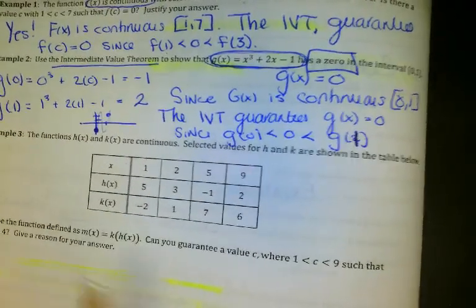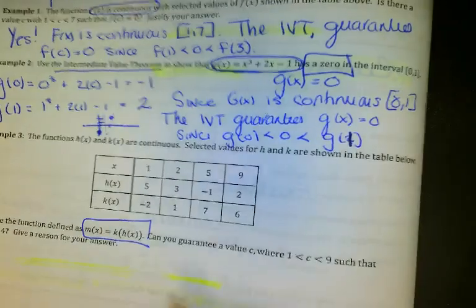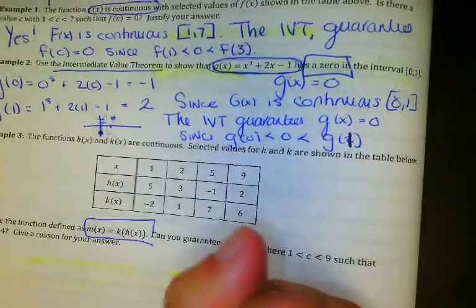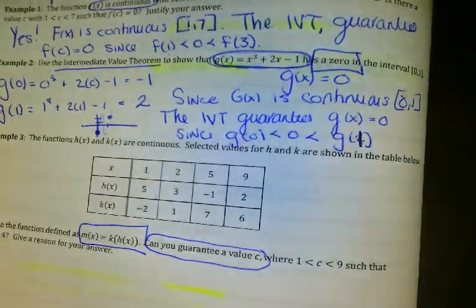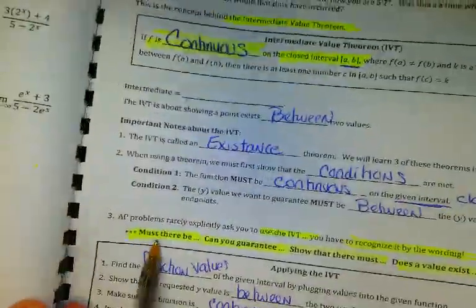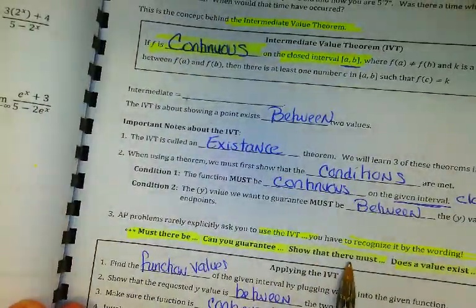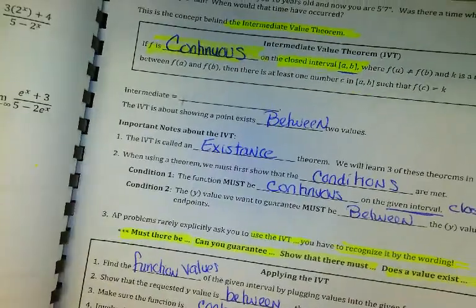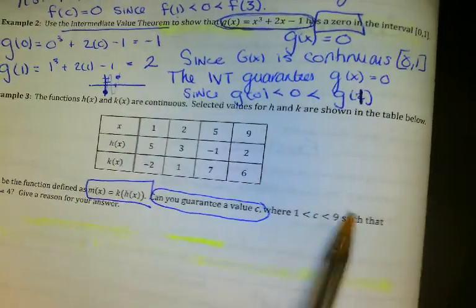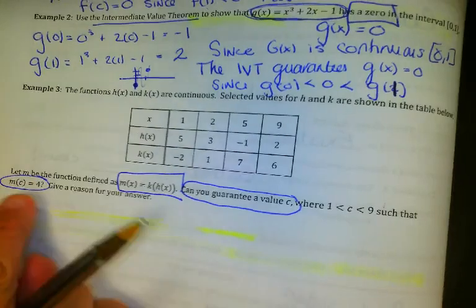Let m be the function given here. I'm just going to highlight that for myself. Can you guarantee? Okay, so here's one of the key phrases. They're usually going to say, must there be, can you guarantee, show there must be, does something exist? Okay, can you guarantee that m of c will equal 4?